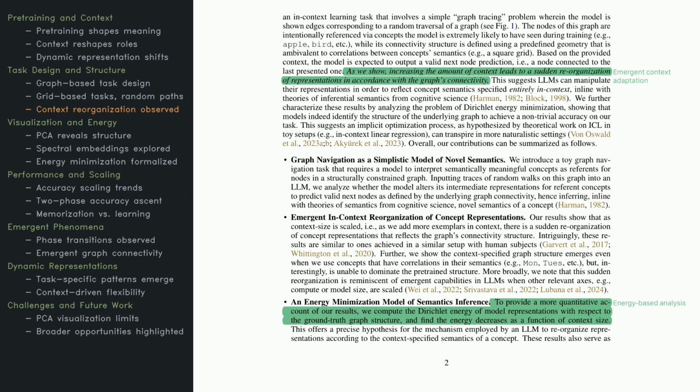They highlight 3 contributions. First, they use a graph navigation task to see how models figure out new meanings from structured connectivity. Second, they observe an interesting effect. As more context is provided, the model spontaneously reorganizes its representations. This reminds them of how humans might shift their understanding with new information. Third, they introduce a quantitative way to measure this reorganization using energy minimization. They show how the model's internal changes can be understood by analyzing whether it's making its representations align more closely with the graph.